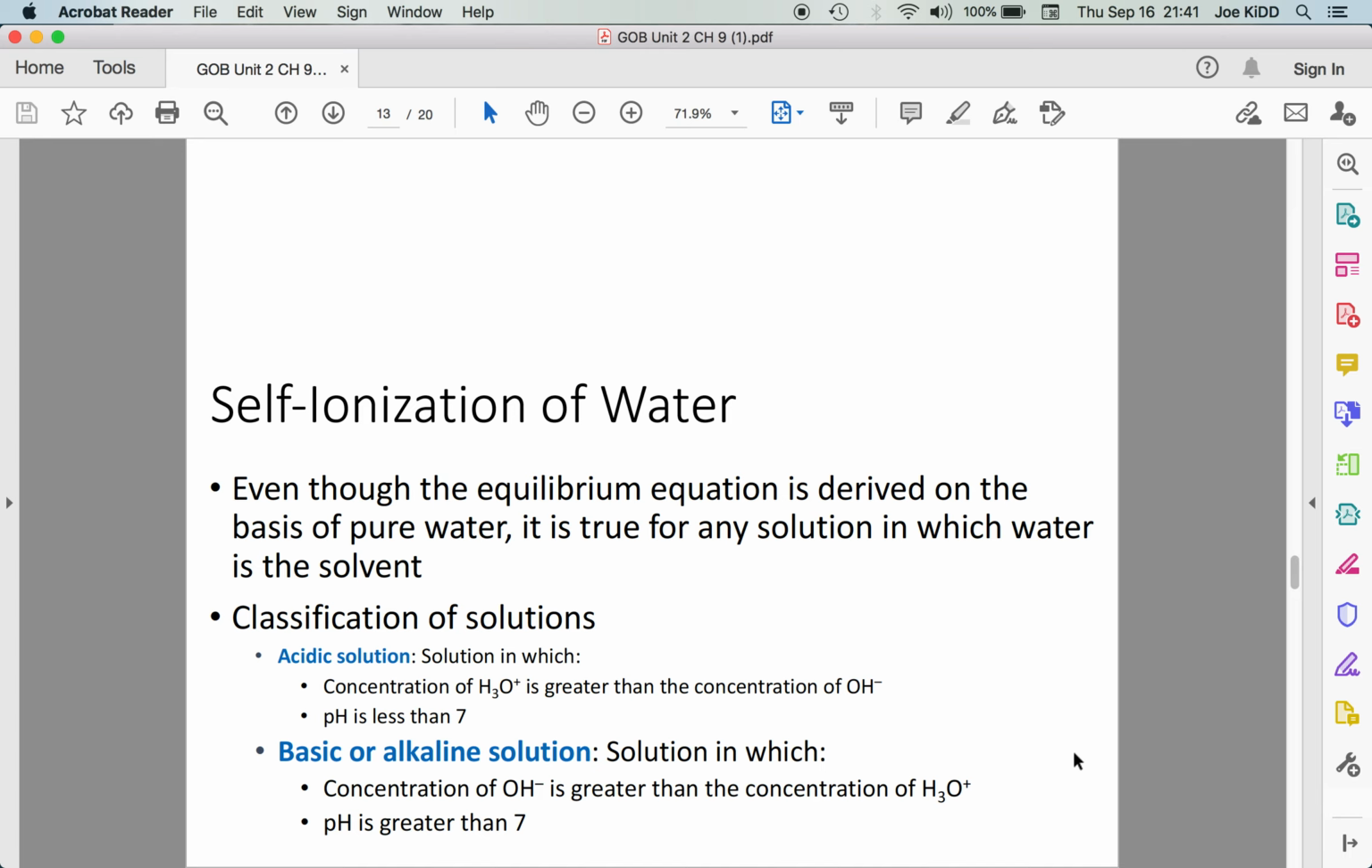And since this is in equilibrium, it's going to be the basis for all solutions when we're dealing with their pHs. So in an acidic solution, we're going to have a concentration of H3O+ that is greater than the concentration of OH-. Acidic solutions we know are going to have low pHs, anything under 7. A basic solution would have a greater OH- concentration than the H3O+, and this tends to lend higher pHs, 7 and above for basic.